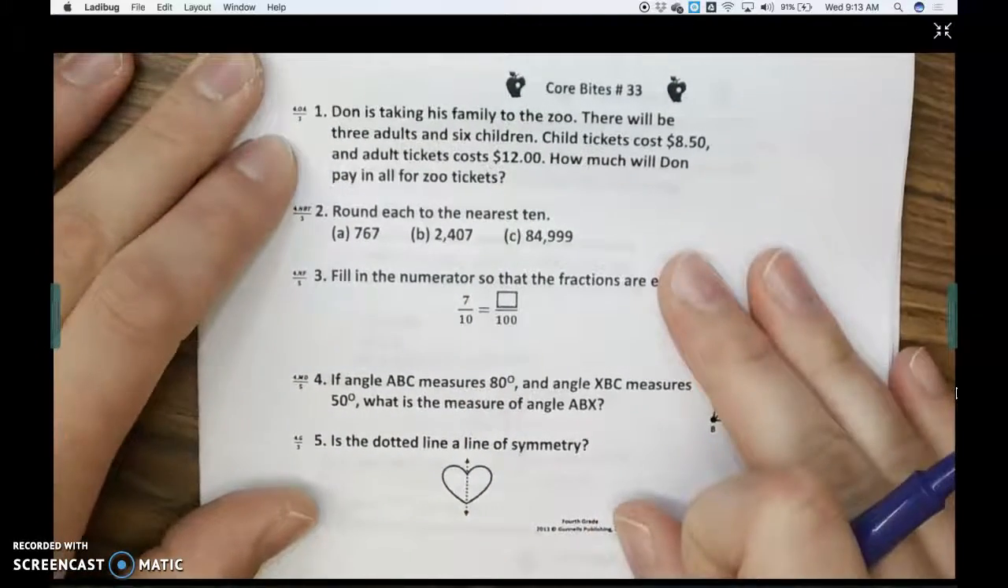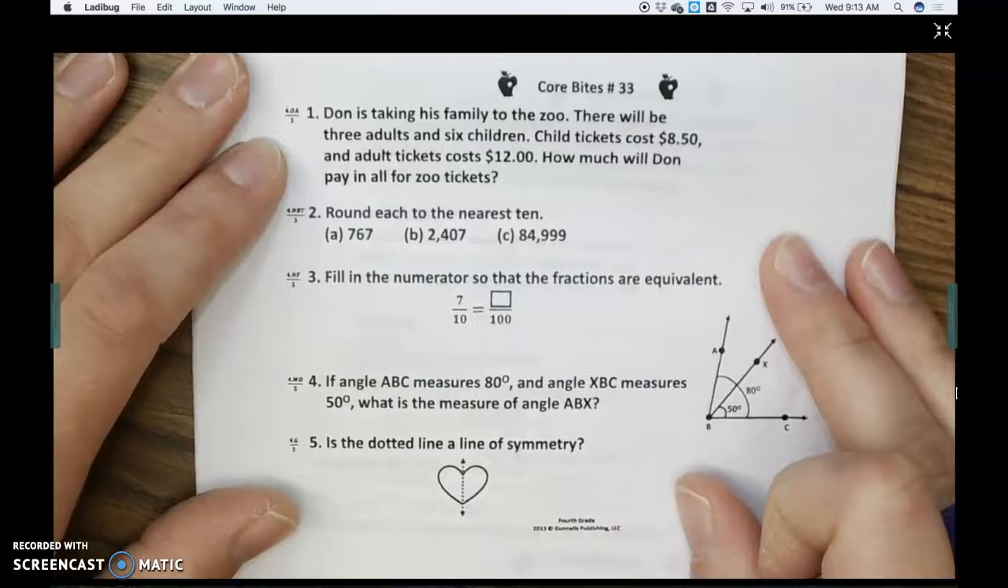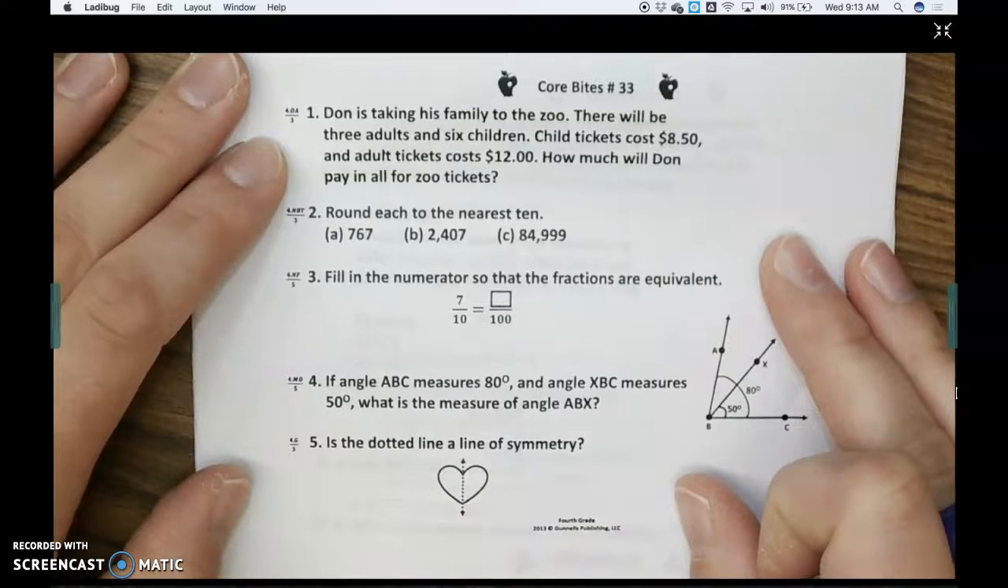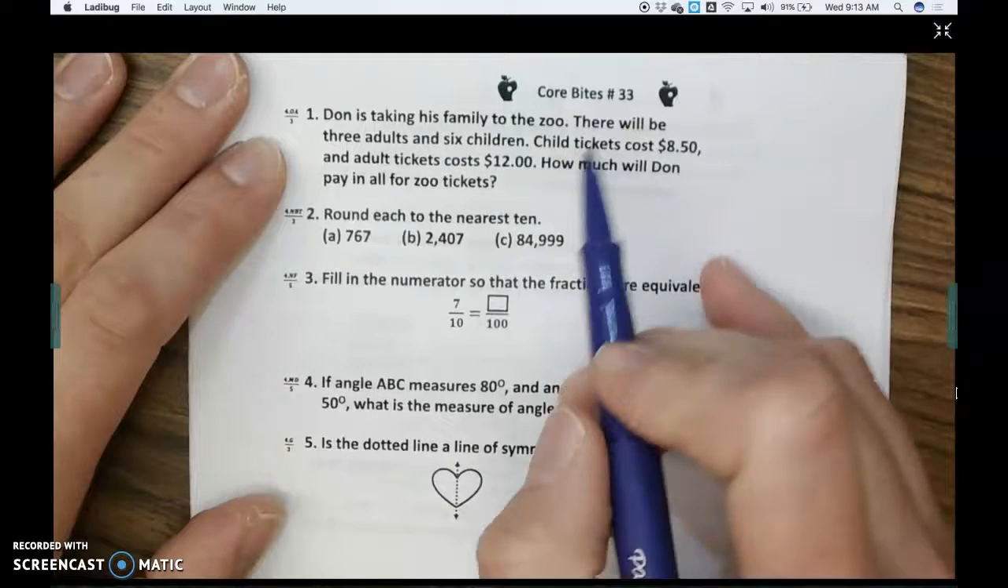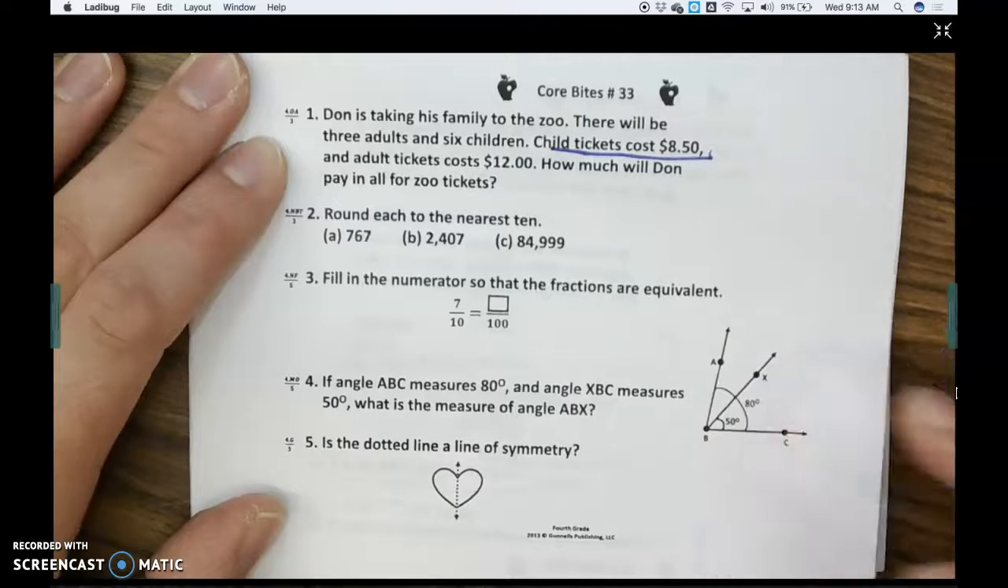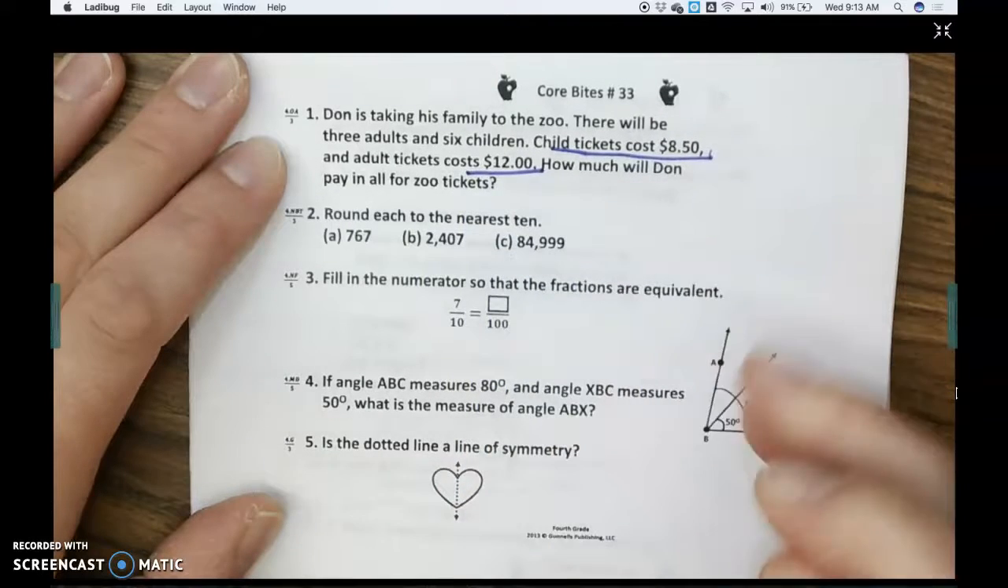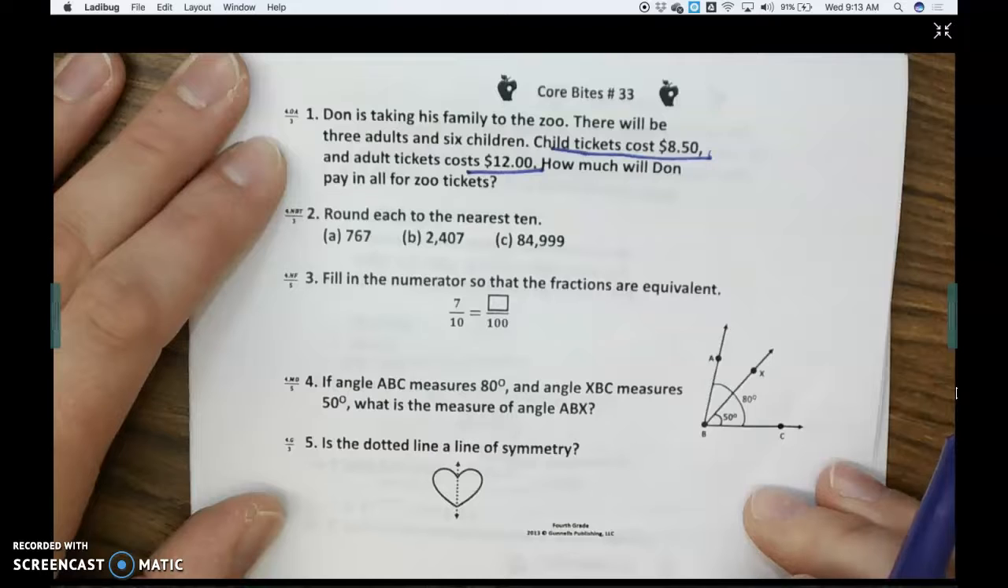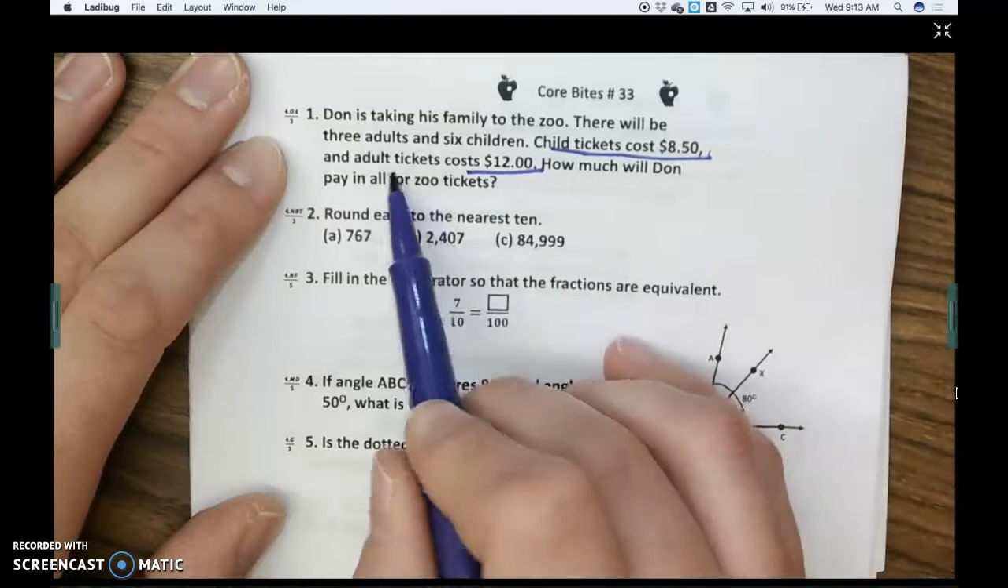Don is taking his family to the zoo. There will be 3 adults and 6 children. Child tickets cost $8.50. Adult tickets cost $12. How much will Don pay in all for zoo tickets? Okay? All right, so let's do one group and then the other group, okay?